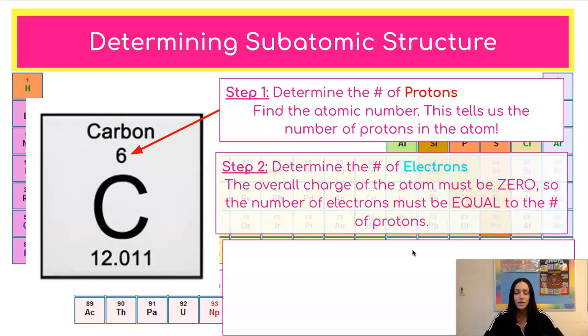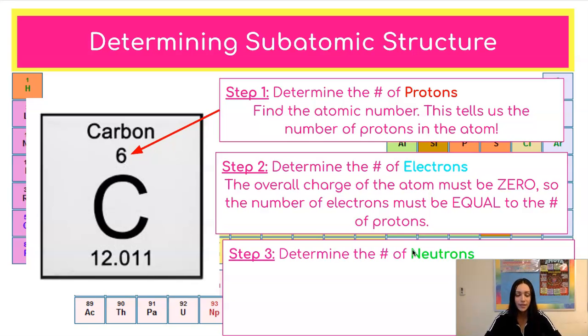Step two is to determine the number of electrons. The overall charge of any atom needs to be zero. So in order for an overall charge to be zero, I must have an equal number of positively charged particles and negatively charged particles. That tells me that my number of electrons must be exactly equal to my number of protons.